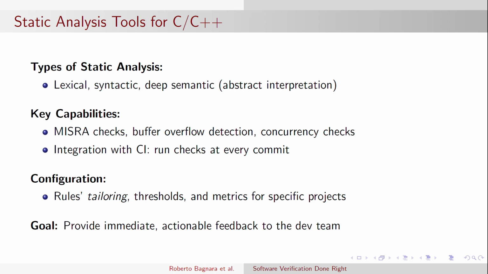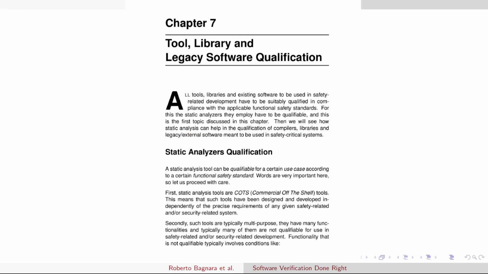An aspect that is very important is the tool configurability. This is especially crucial when you have to apply the MISRA coding standards to legacy code such as open source software. This is a point that we will deal with particular emphasis in that webinar. Again, the goal is to provide immediate, actionable feedback to the development team by the appropriate choice of the tool and its appropriate configuration. In Chapter 7 and Webinar 7, we talk about tool, library, and legacy software qualification.